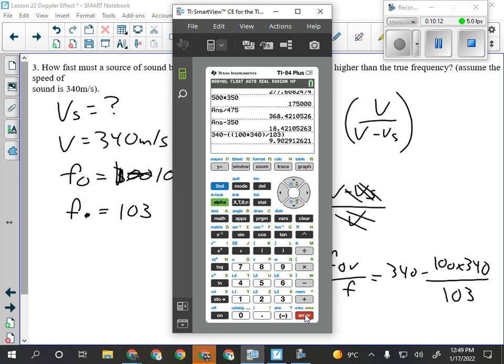Okay? Does that make sense, everybody? Okay? So the amount the frequency changes is only dependent on how fast the object's going, not whether it's approaching or retreating. Okay? I could have switched those two numbers and made the observed frequency be 100 and the actual frequency be 103. It's still going to be 9.9.